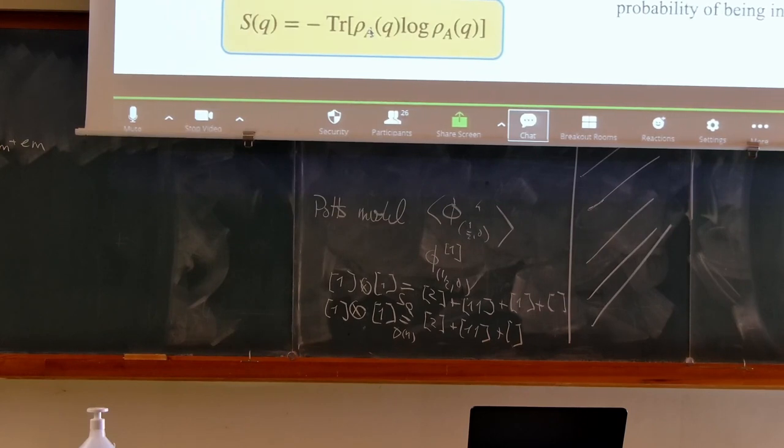I hope all this is clear because it's the basic definition that we are going to use. If you have any question on the definition, please interrupt me, because it's important to have clear what the object is and what the proper normalization is to make things nice.